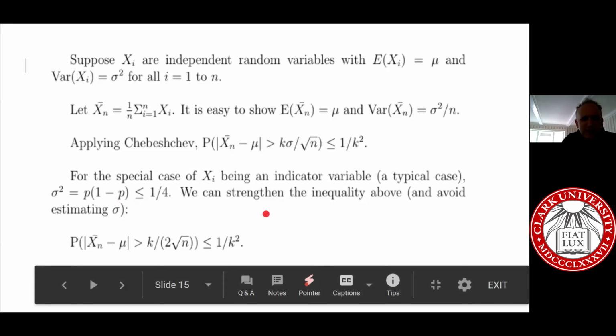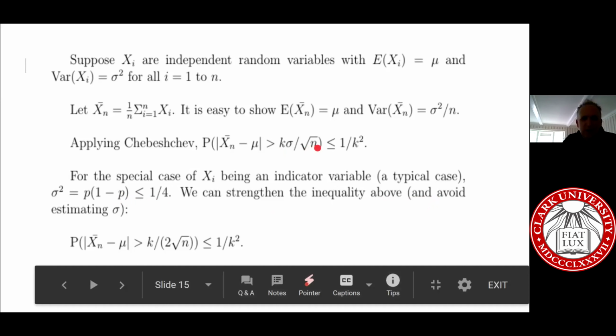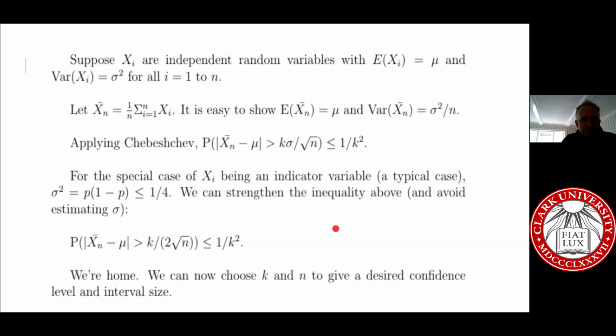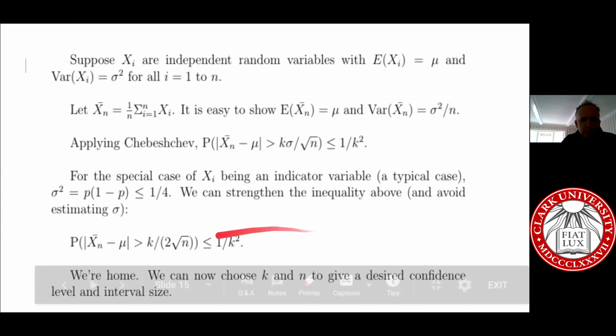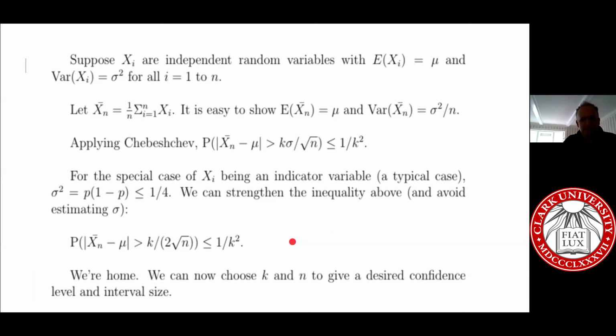So we can strengthen the inequality above, and maybe even more important, avoid estimating sigma, which we don't know. But we can say sigma squared is always less than or equal to a quarter. Sigma is always less than or equal to 1/2. So in this equation here, I will put in 1/2 for sigma and strengthen the inequality. Okay, so we're home. This is home right here. Looks like home to me. Probably doesn't look like home to you yet, but maybe.